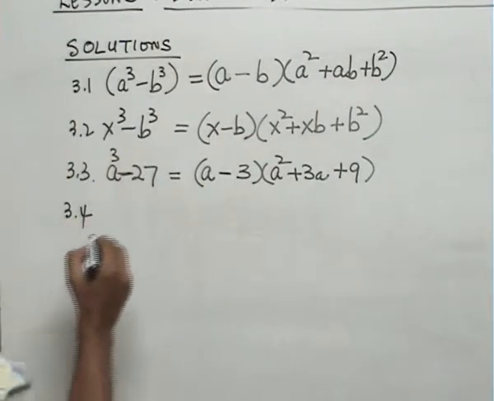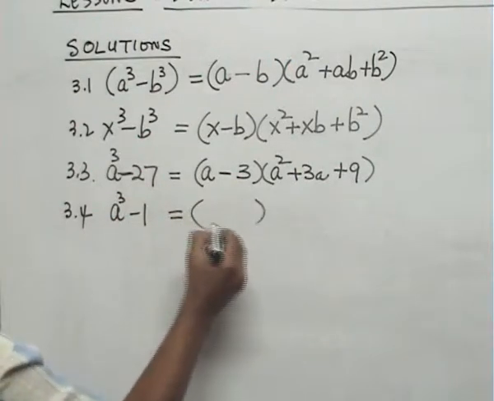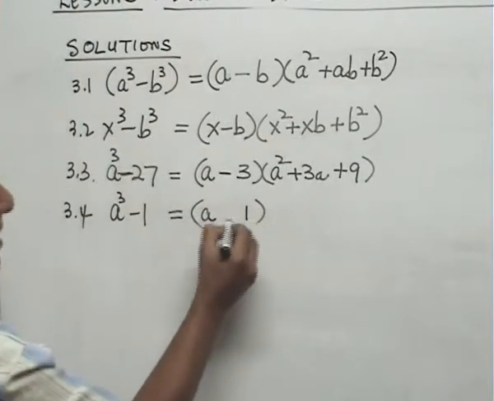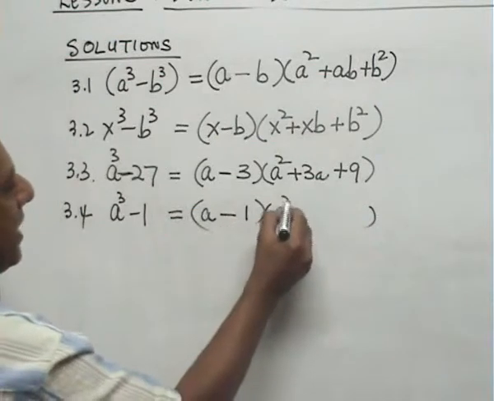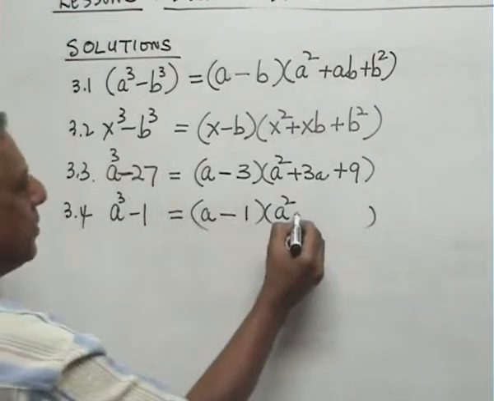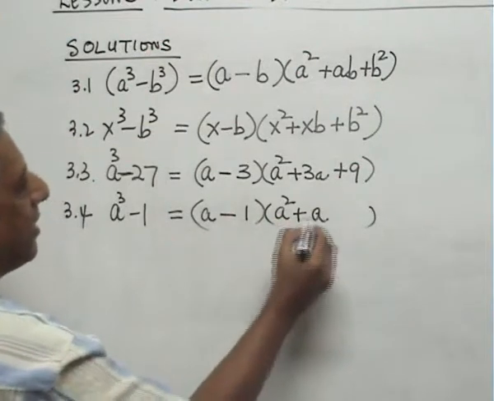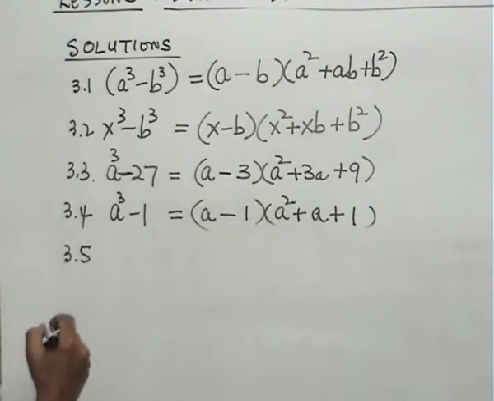3.4. A cubed minus 1. Cube root of a cubed is a. Cube root of 1 is 1. Square the a. Multiply the 2, minus a, but opposite sign, plus a. Square the 1, plus 1.